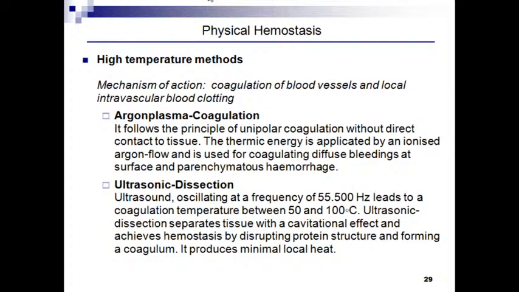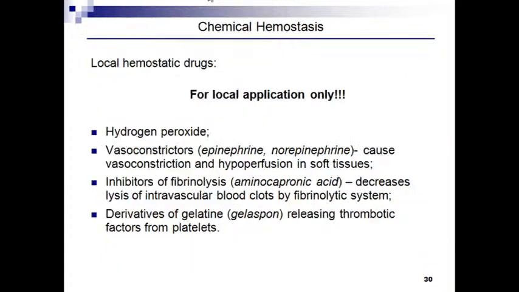Ultrasonic dissection. Ultrasound oscillating at a frequency of 55,500 Hz leads to a coagulation temperature between 50 and 100 degrees. Ultrasonic dissection separates tissue with a cavitational effect and achieves hemostasis by disrupting protein structure and forming a coagulum. Ultrasound produces minimal local heat because the temperature of coagulation is below 100 degrees.